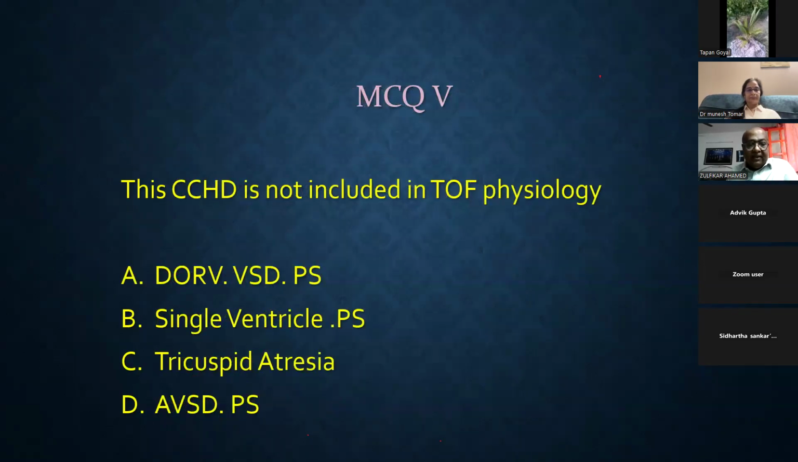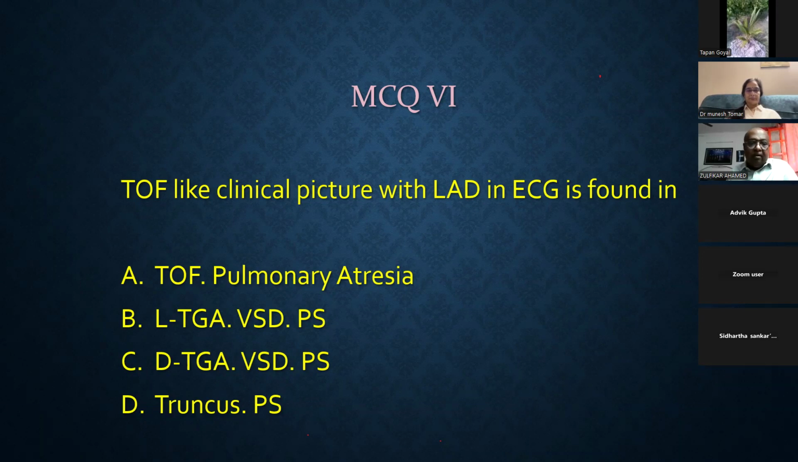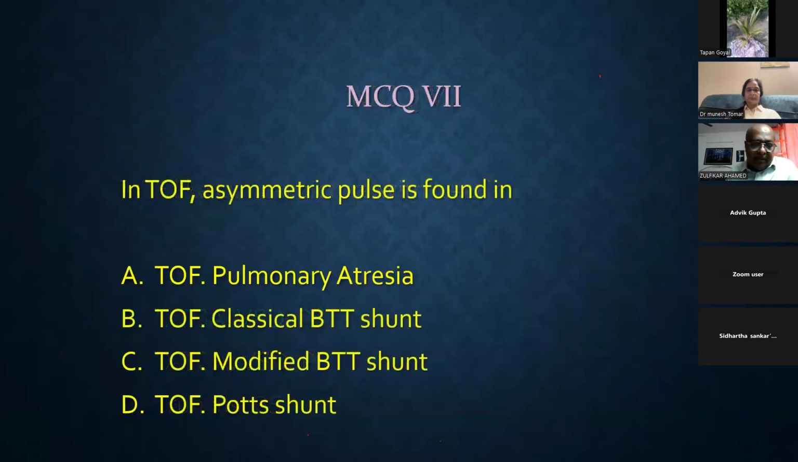This cyanotic heart disease is not included in TOF physiology. It's very important. Clinically, a tricuspid atresia behaves like a severe Fallot, but physiologically it is not a TOF physiology. It is an admixture physiology. Then TOF-like clinical picture with left axis, we have four conditions. One was LTGA, another was a single ventricle, tricuspid atresia. So here the answer is LTGA, VSDPS.